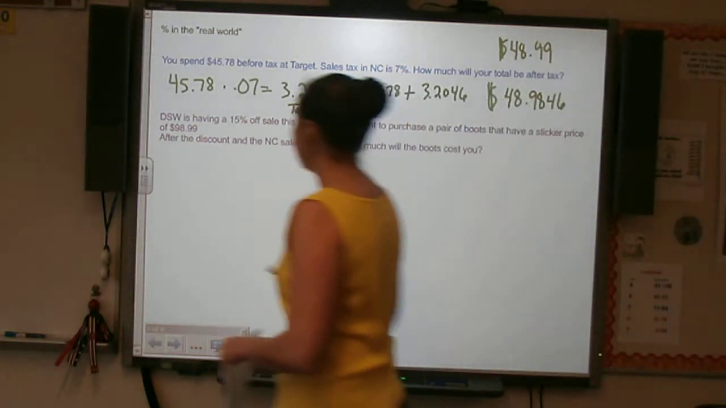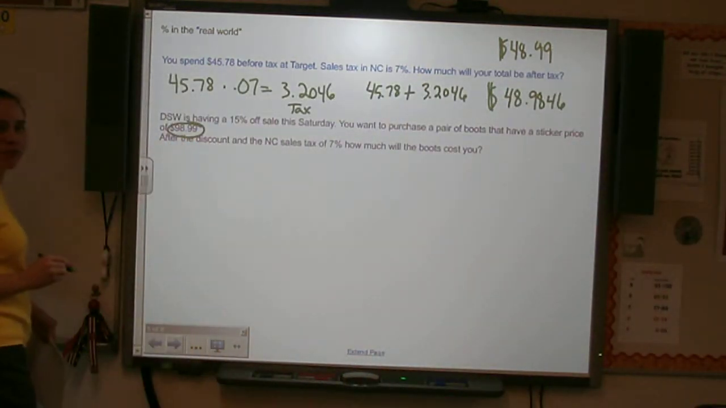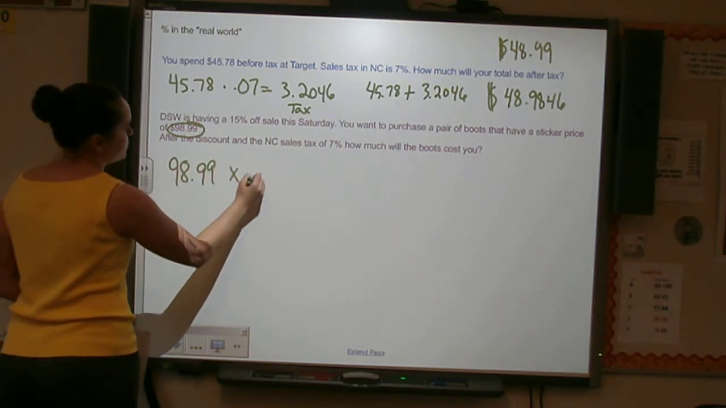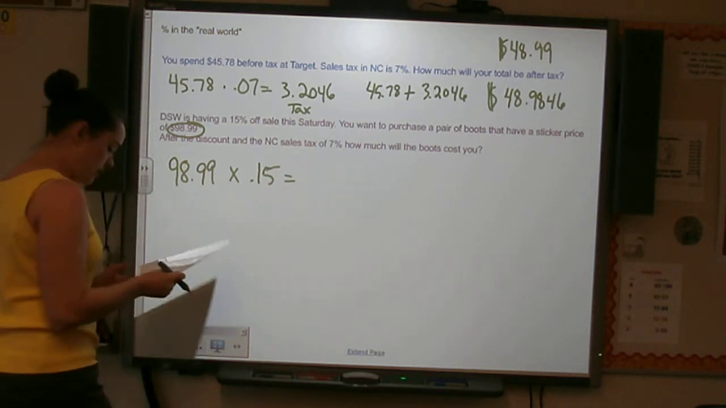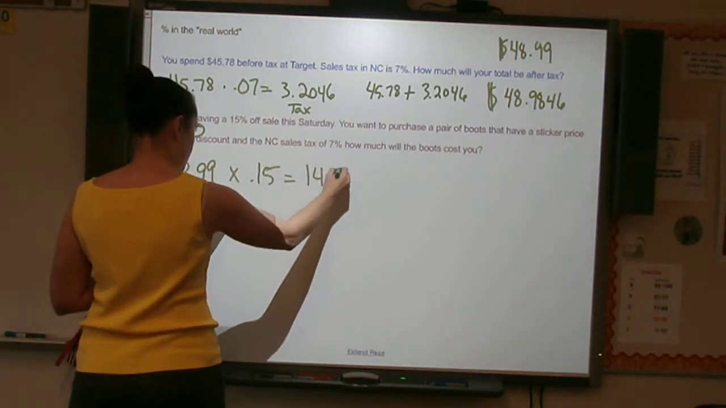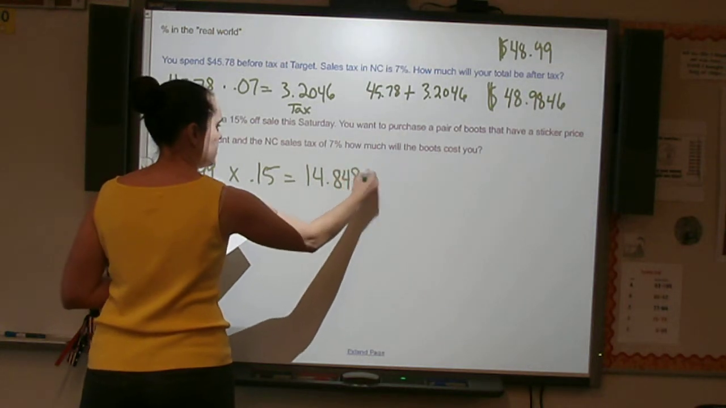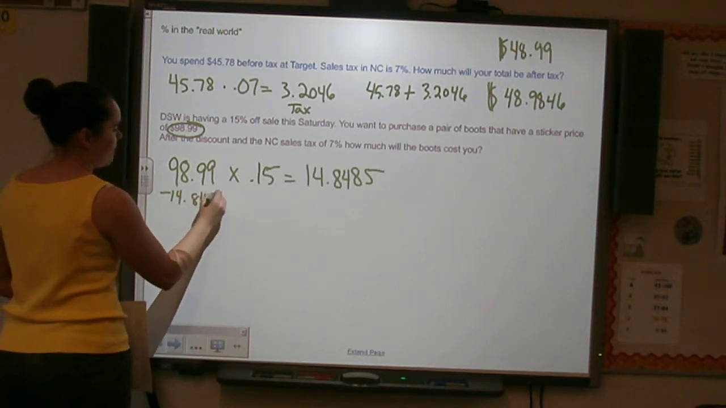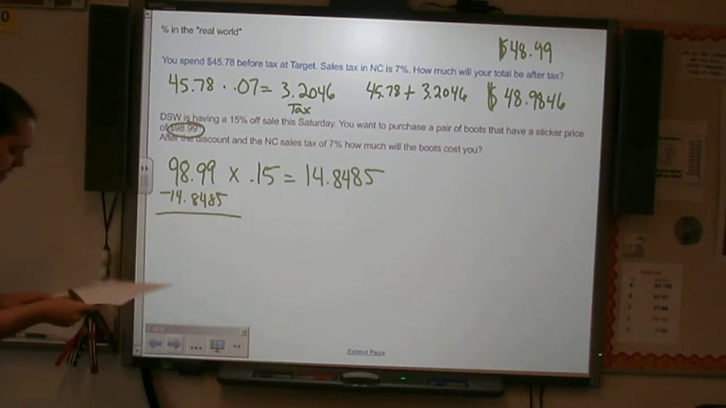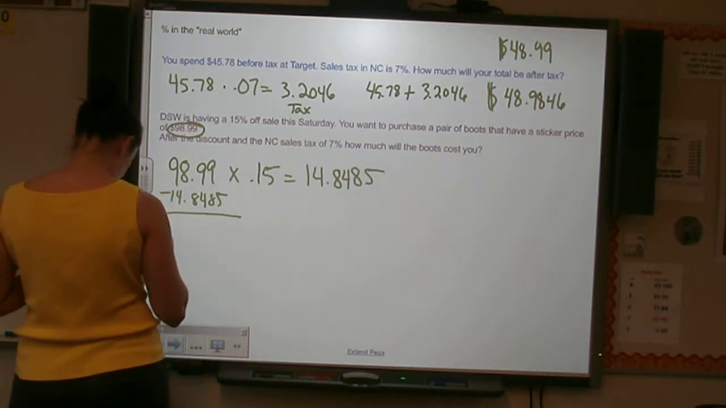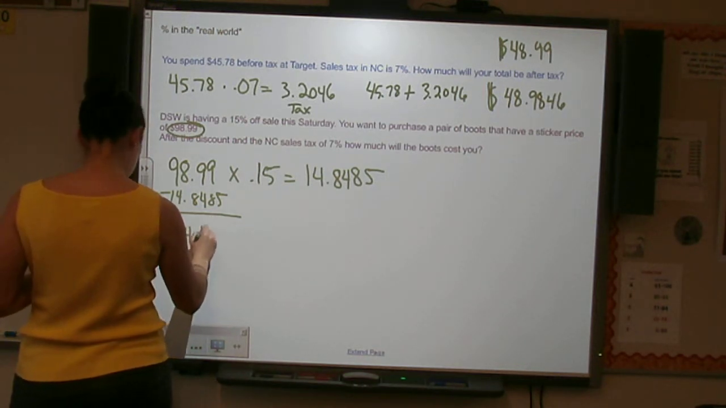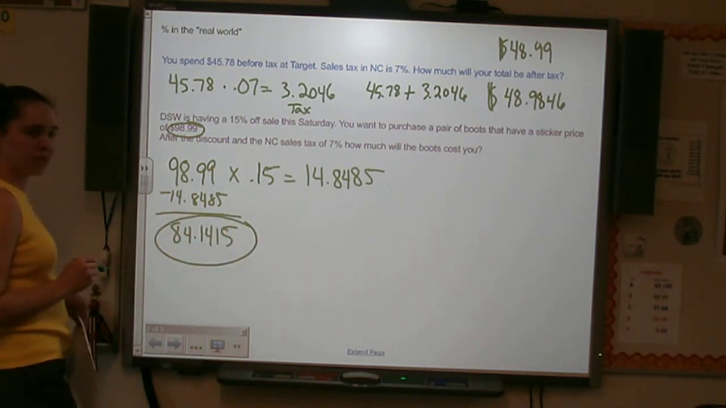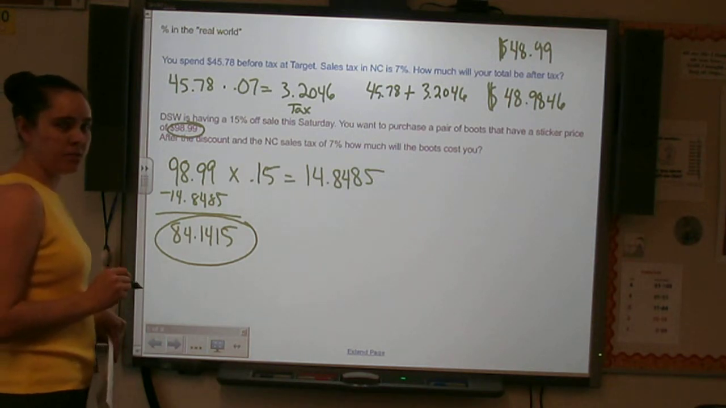The second question, DSW, 15% off. So first we need to find out what the price of the boots would be after the 15% is discounted. So 98.99 times 0.15 is equal to $14.8485. So now I'm going to subtract that $14.8485 from $98.99. And that is going to give me $84.1415.